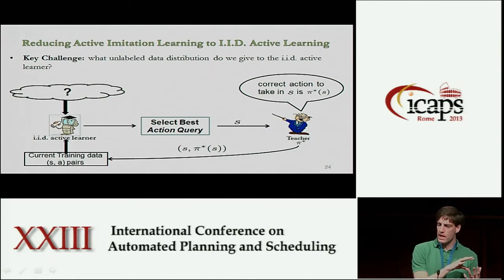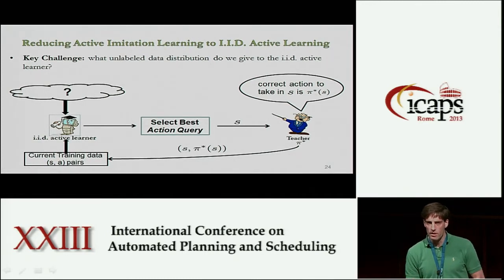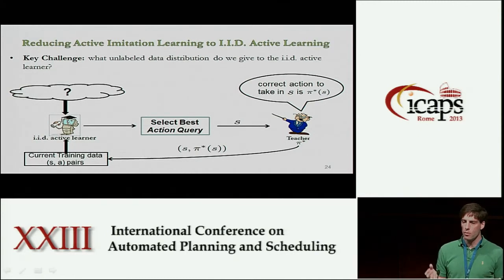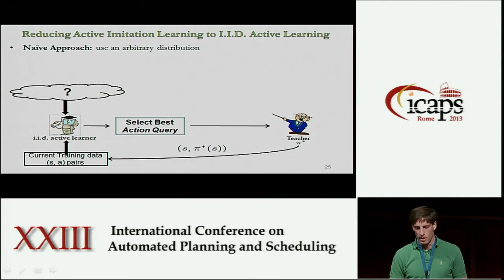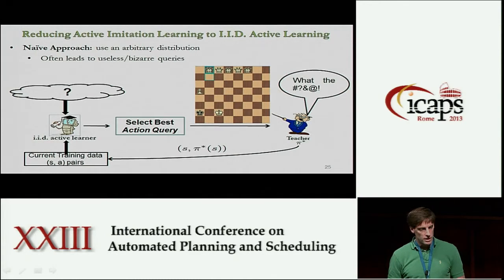So how can we reduce active imitation learning to the IID setting, right? The key challenge is that in active imitation learning, we don't have a natural distribution over the queries, over the unlabeled data. So the query space is our set of states, which is vast. And the ideal query distribution would be something like the distribution of states that the teacher's policy goes through, but we don't know what that is, so it's a chicken and egg problem. So when we started out, we did a naive thing, and we said, well, let's take an arbitrary distribution over the state space, so maybe a uniform distribution, and apply a standard IID active learning algorithm to that distribution. So you sample random states from the environment, and then you apply IID active learning. And what you find is that you get really bad results in many cases. So for example, you'll get results like this, where the guy's like, well, what should black do in this situation?